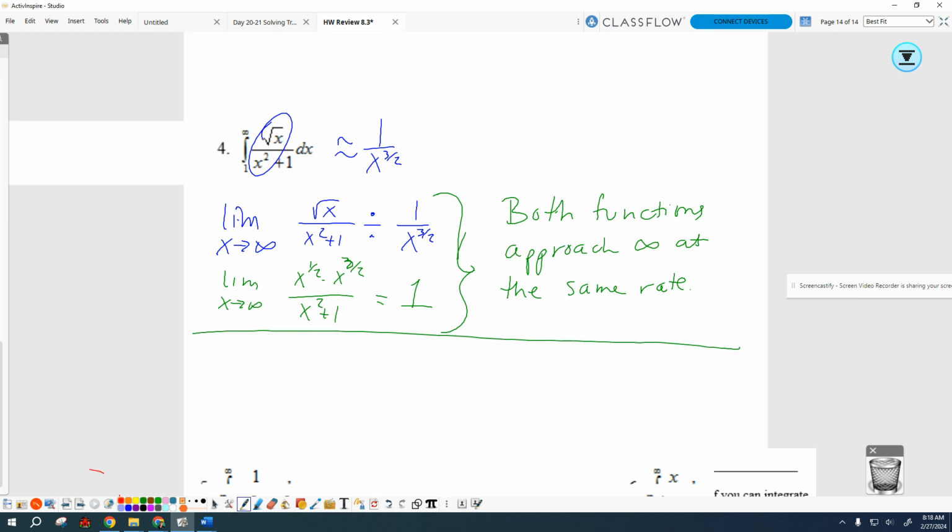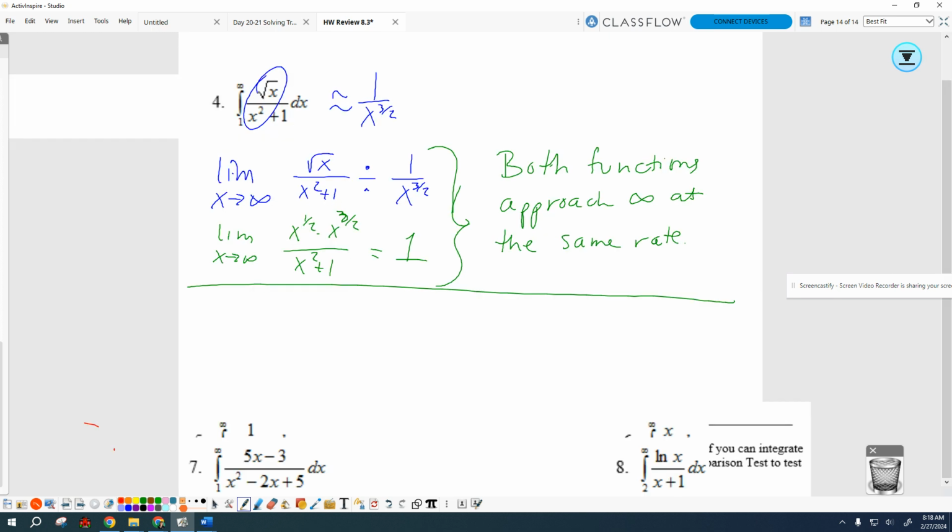But I haven't proved convergence. Martin, what do I need to do to prove that it converges or diverges? So, say the p series 1 over x to the 3/2 converges, and then the three dots, therefore. So we chose that one because it converges by p series. And then you said do what? Yeah, the three dots, therefore square root of x over x squared plus 1 also converges by limit comparison.